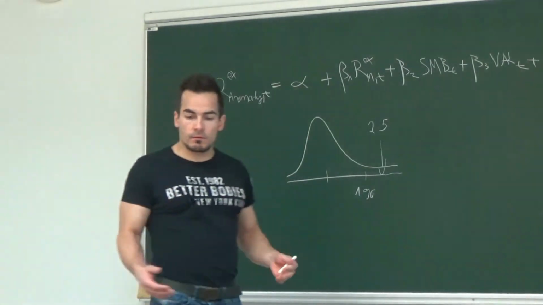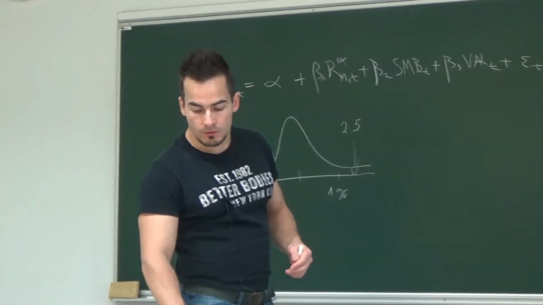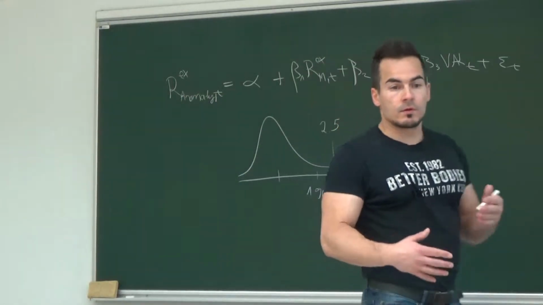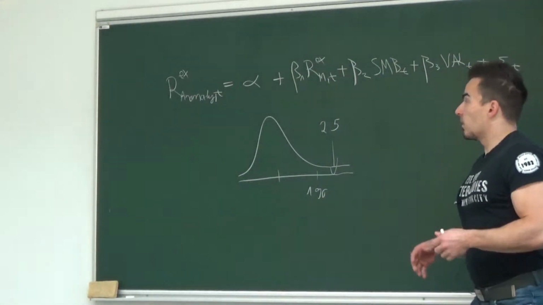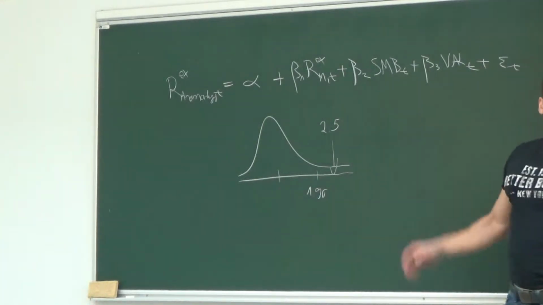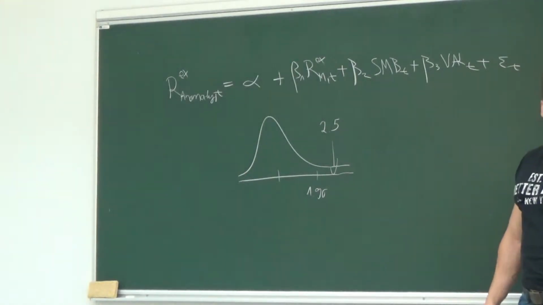So if you work in the finance industry and you can come up with a new trading rule or something, then somehow you have to test if the payoff still exists once you control for the well-known systematic risk factors.